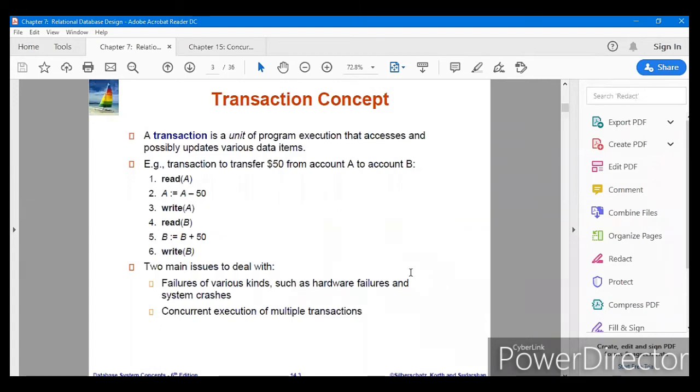Now in this transaction, the main issues we face are failures in terms of hardware or maybe system crashes. The second type of issue we deal with is concurrent execution of multiple transactions.